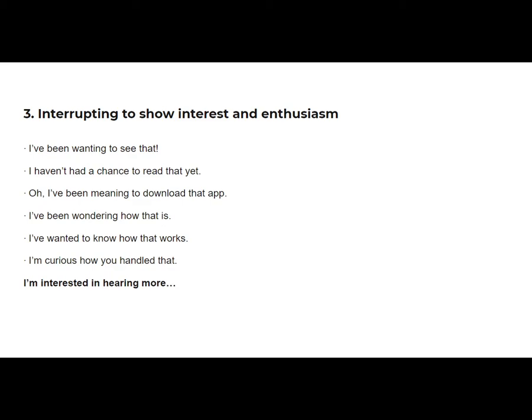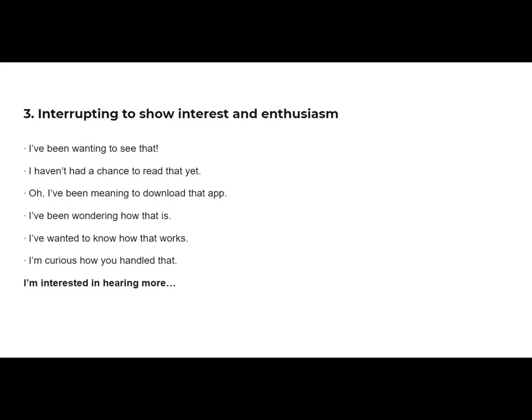And so here are the enthusiastic phrases we can say. Like, for example, "I'm curious how you handled that. I've wanted to know how that works. I've been wondering how that is. I'm interested in hearing more." And you can see the others on the screen. These are just phrases to help us show interest, to show enthusiasm.